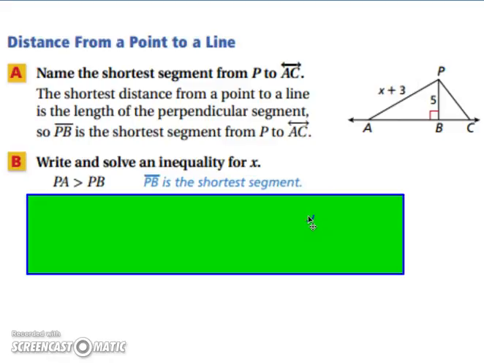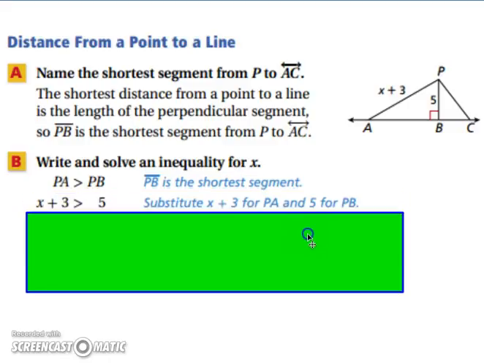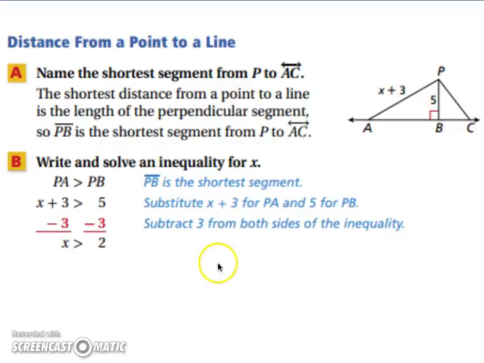Now you can sort of just substitute your values in. So PA had the value x plus 3, and then PB had the value of 5. Then we can solve for x by subtracting 3 on both sides, and we get the fact that x must be greater than 2.